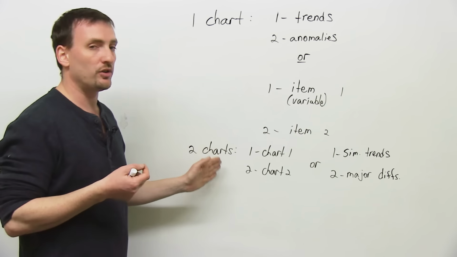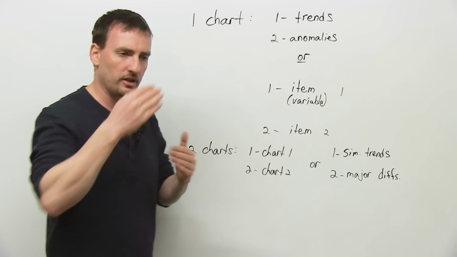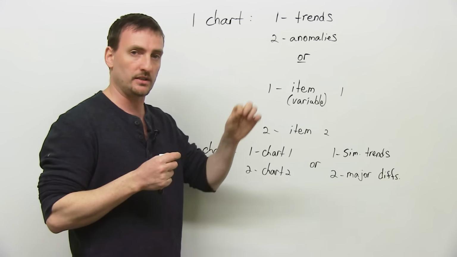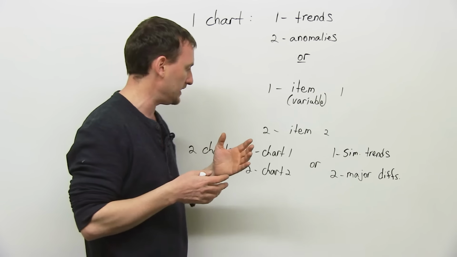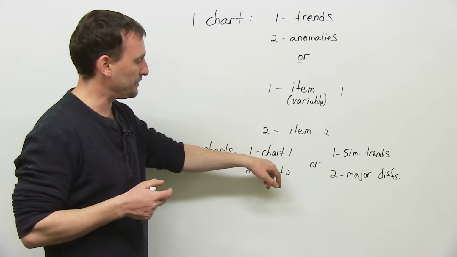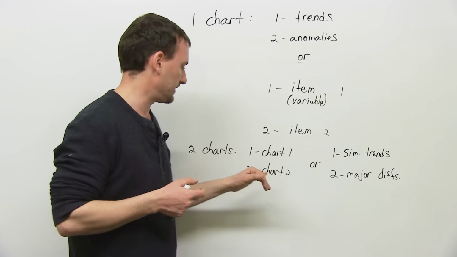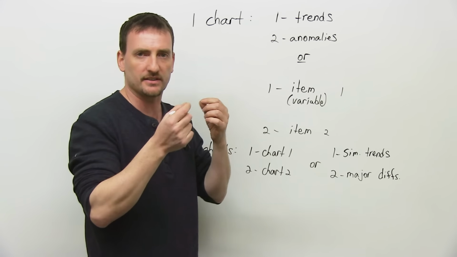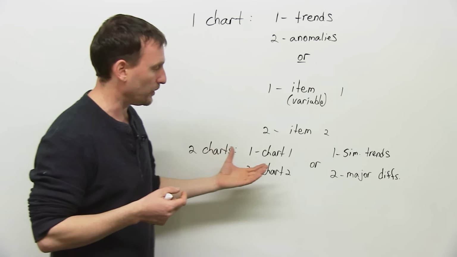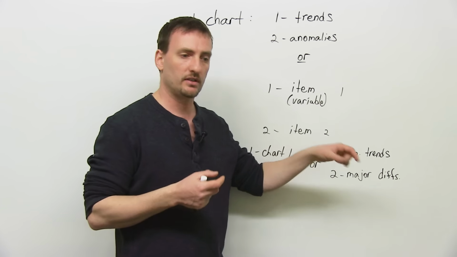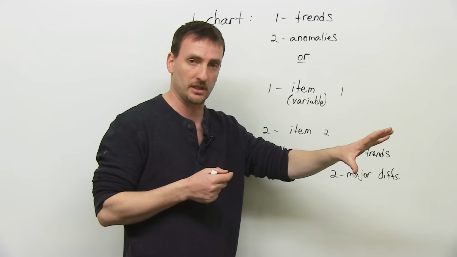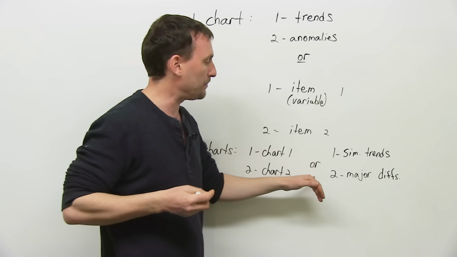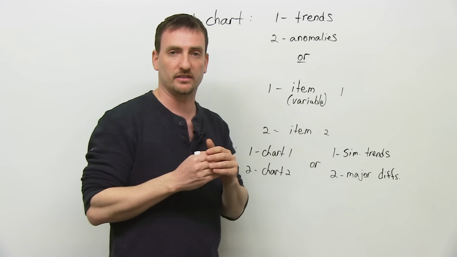Now, if you have 2 charts, it's actually much easier when you're comparing charts. It takes you a little bit longer to get all the details and information, pick out all your trends and anomalies. But in the first paragraph, talk about chart 1. In the second paragraph, talk about chart 2 with slight comparisons as necessary. Or another way to do it, in the first paragraph, compare the 2 in terms of all the similarities, all the trends, all the things that they are doing similar. In the second paragraph, look at all the major differences.